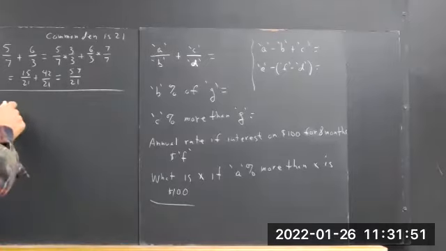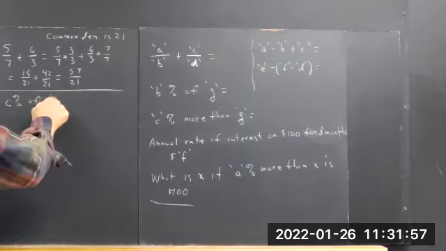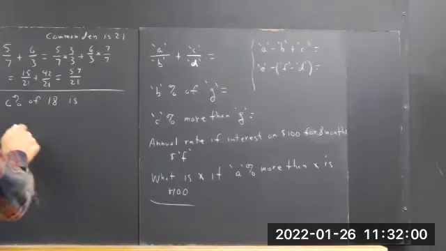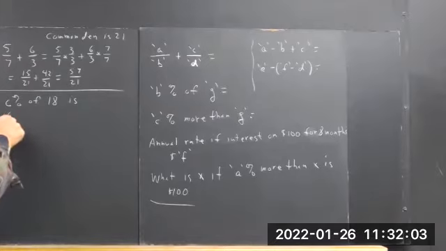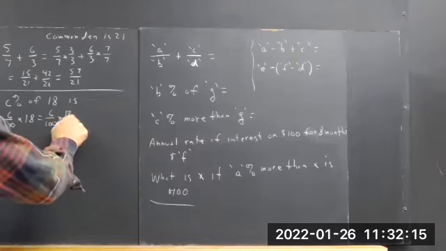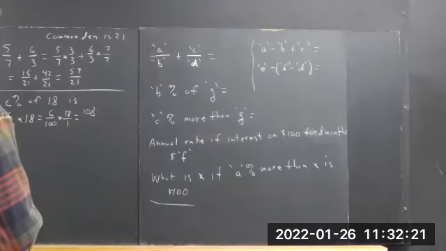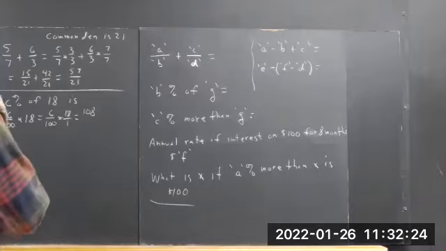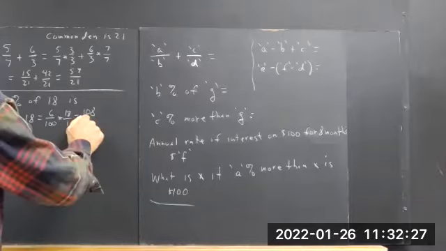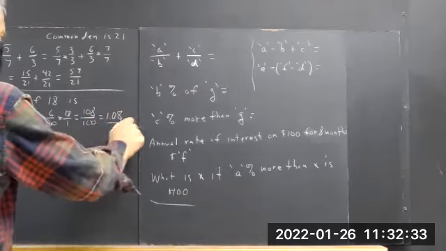Okay. So let's take 6%. 6% is 6/100. Of course, we do that by fraction. 6/100 times 18/1. And that's going to be 108 over 100, which is 1.08.